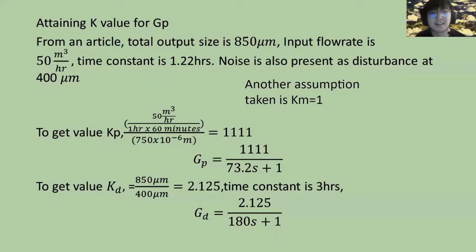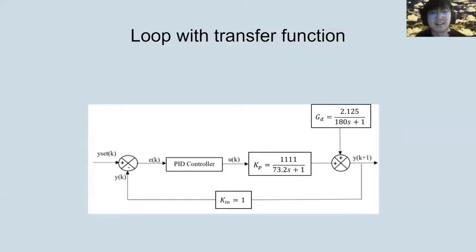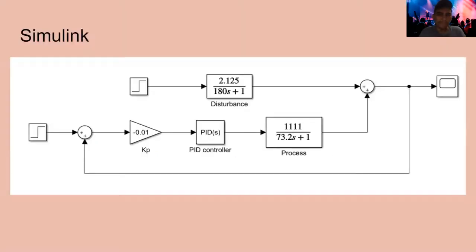Based on a few articles, it is shown that most of the loop back into the set point is very fast. Hence, I can take the assumption that Km is equal to 1. And as you can see, the Kp and Kd values are derived. And here is the closed loop function with the transfer functions for their specific needs like Kp and Gd.